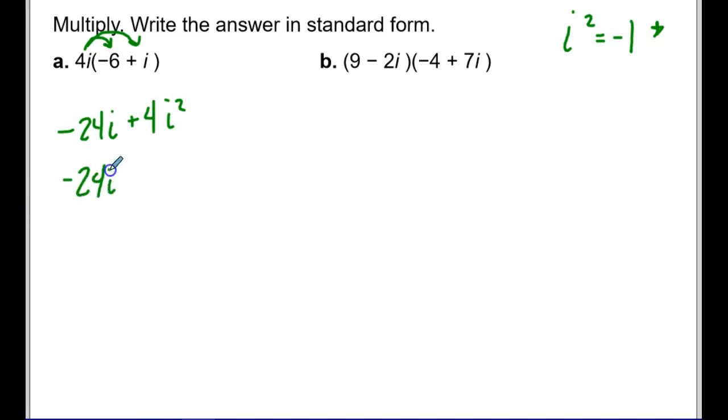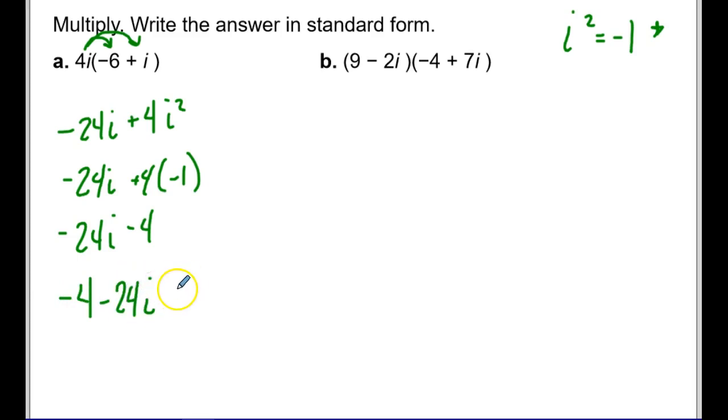So negative 24i plus 4 times that negative 1. Well, this turns this into a negative 24i minus 4. I don't want to leave this in this form. I want to write it back in my standard form, where my real part is first, and then my imaginary part is second. Okay, so now let's look at part B. We're going to do part B very similar to what we did. So here I have two binomials, right? They both have two pieces. So I take the first one, so my 9 times a negative 4 plus 7i minus 2i times negative 4 plus 7i.